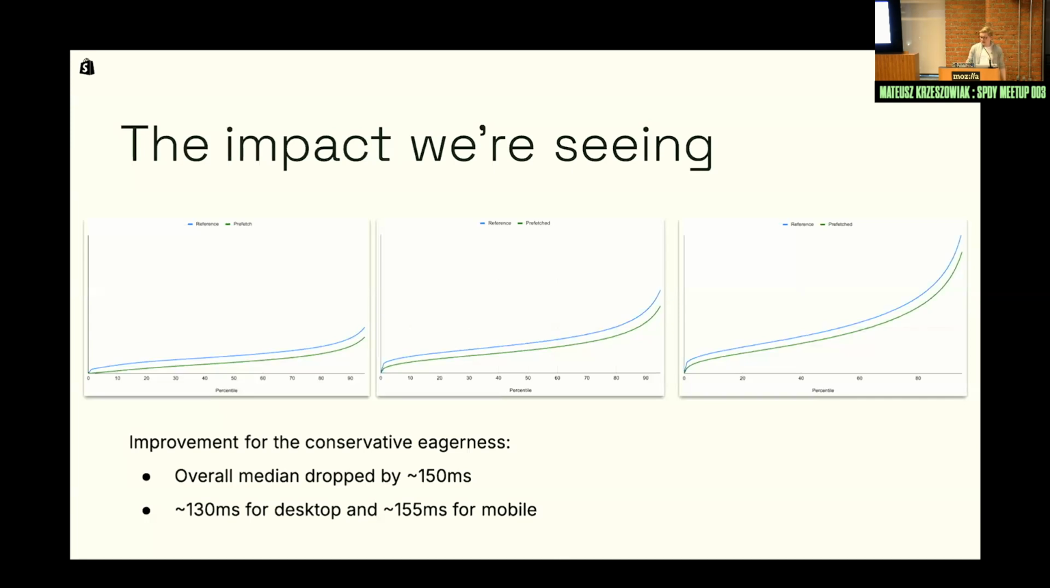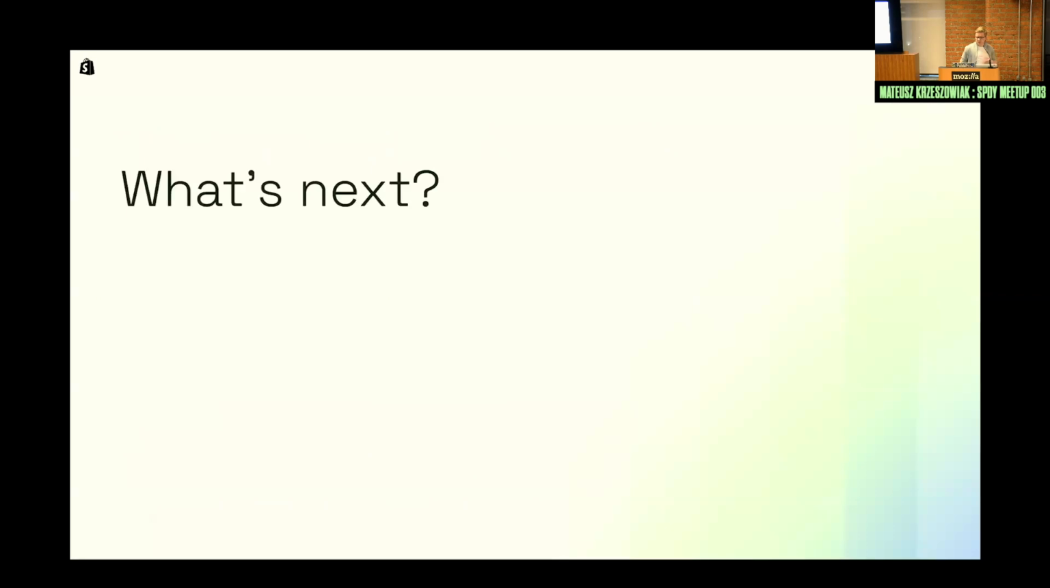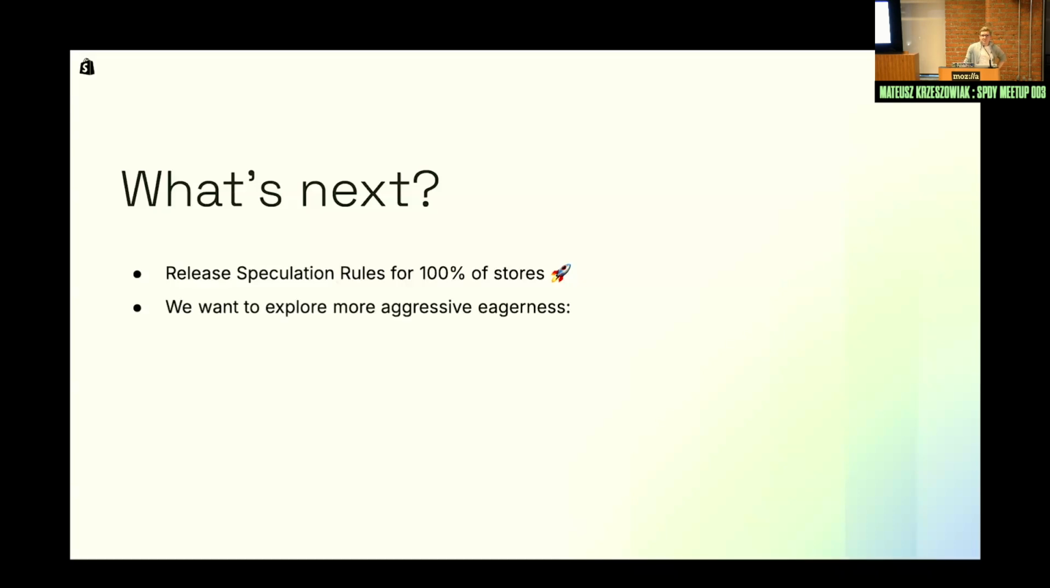So we are super happy with that, and we are getting that almost for free, basically. So what's next for us, and where do we want to take this? First of all, as I said, we want to release it to 100% of stores, and we want this 100% to stay there. Hopefully we've ironed out all of the bugs, and I'm looking at the auth nodding here, because we took it through a lot of iterations. So yeah, learn from our mistakes. And we want to explore more aggressive eagerness.